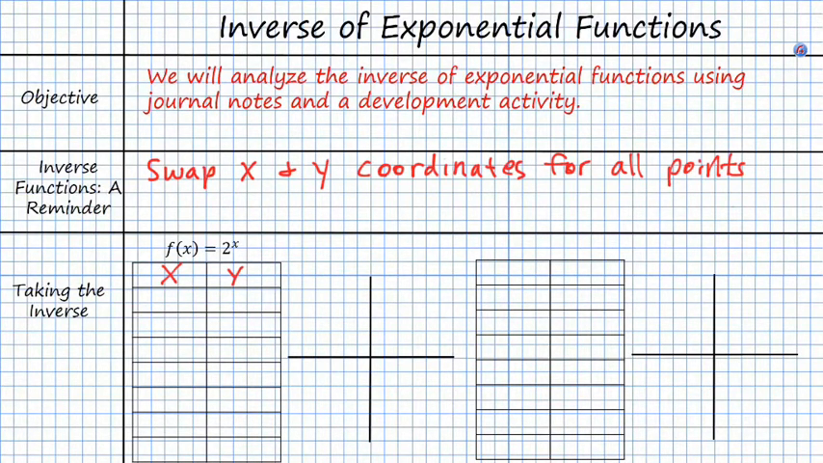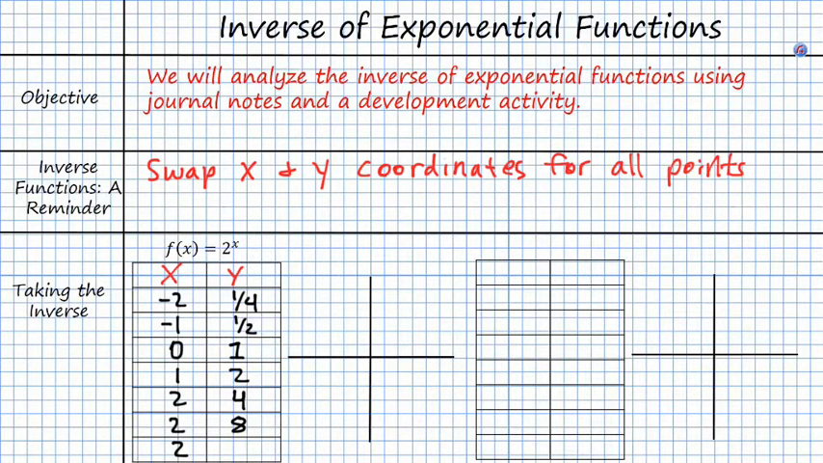So if we have 2 to the x, and we want to take its inverse, first we need to develop a table for it, right? So let's start in the middle with 0 here. 2 to the 0 power will be 1. Then 2 to the negative 1 power will be 1/2. 2 to the negative 2 power will be 1/4. Then 2 to the first power is 2, 2 to the second power is 4, and 2 to the third power is 8.